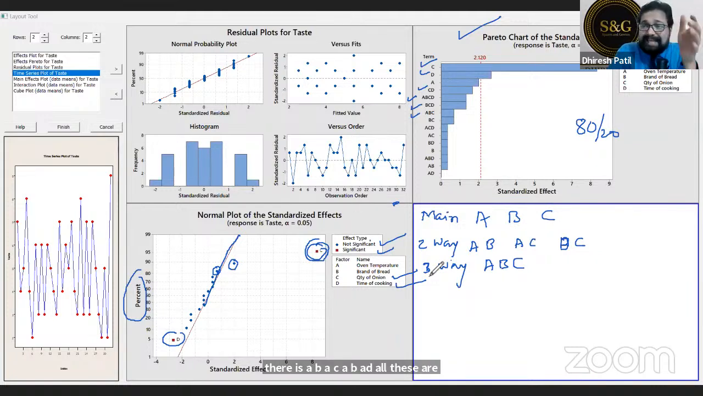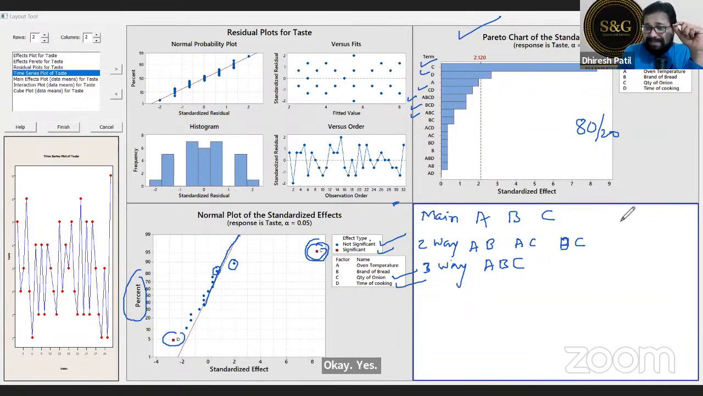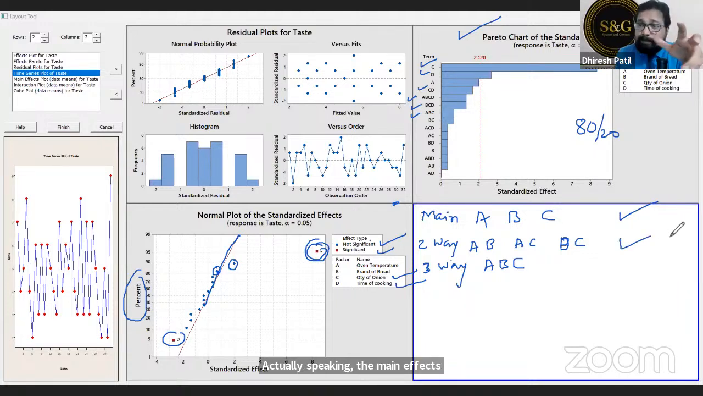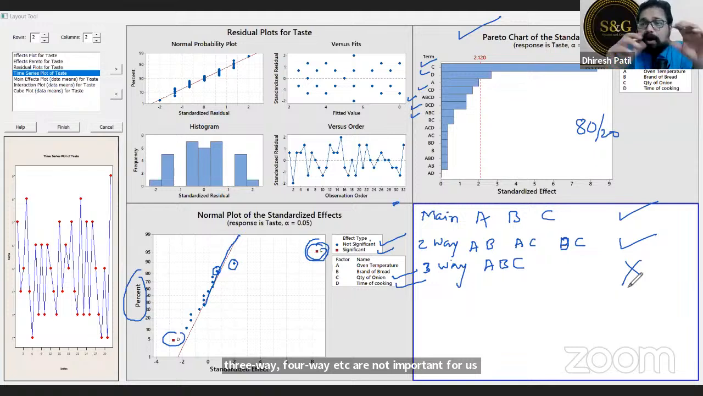And then there is A, B, C, B, C, D, A, C, D. All these are three-way interactions. Okay? For us, actually speaking, the main effects are very important. Two-way interactions are moderately important. Three-way, four-way, etc. are not important for us because they will have very limited impact on our output. So main effect and two-way interactions are very important for our analysis.